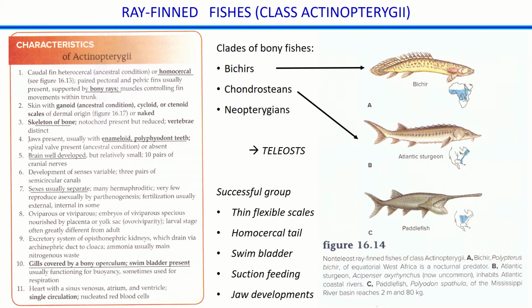Skin with ganoid scales. This is called an ancestral condition. Which group of fish have the ganoid scales? The bichir. Good. Cycloid or ctenoid scales of dermal origin, it comes from their skin. Some of them are naked. What does that mean? That means they have no covering.